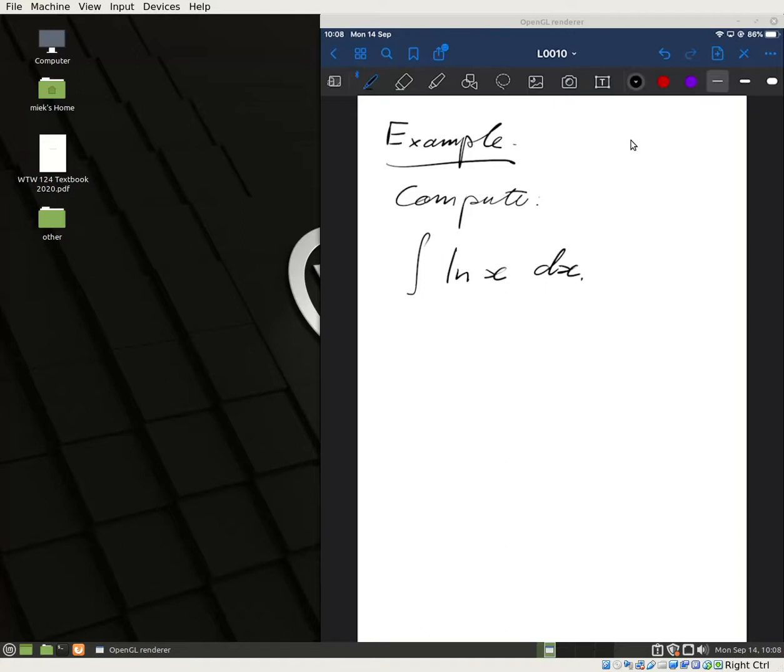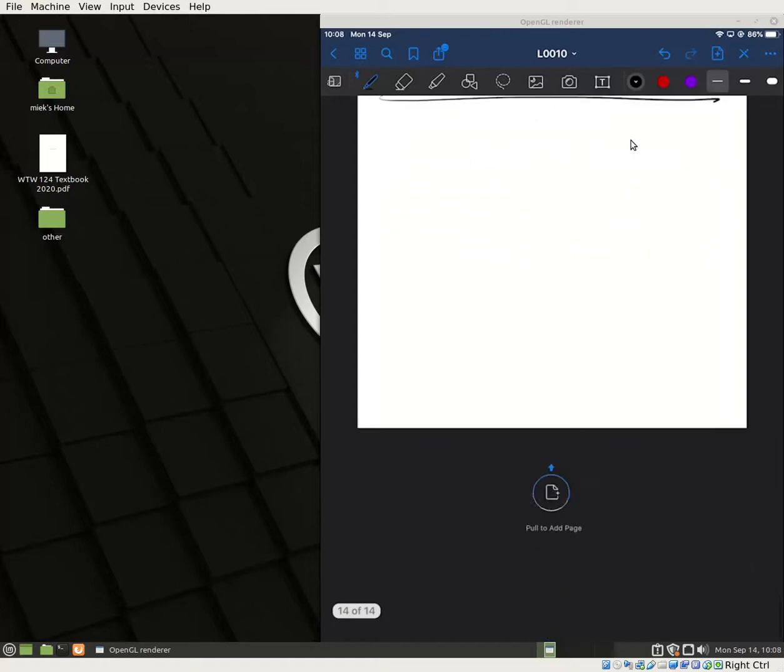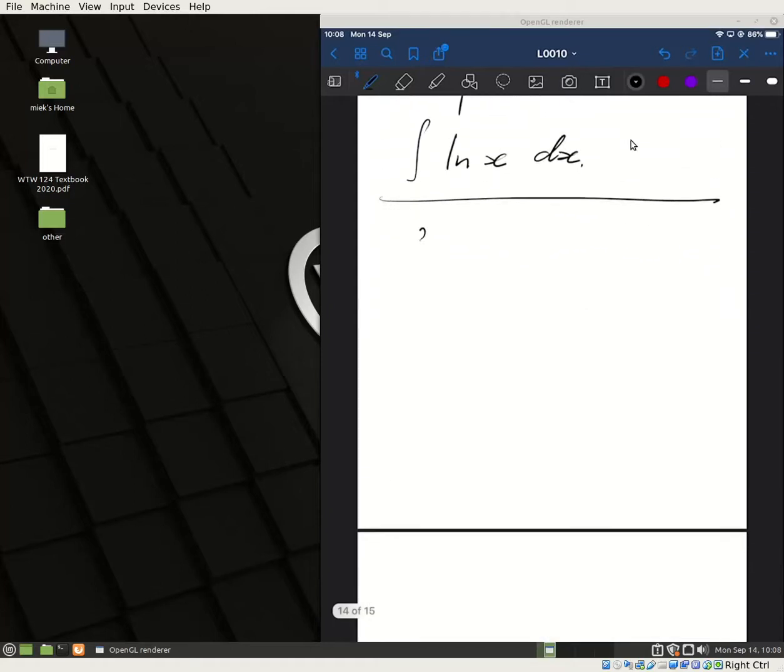And remember, integration by parts works when you have the product of two functions. And then you can pass the derivative of one of the functions to the other function. However, we see here we've got a problem. We only have one function. Now there's a little trick. So what we will do is we will write this integral as follows: ln x times 1 dx, and we will view this as a constant function multiplied with that function.